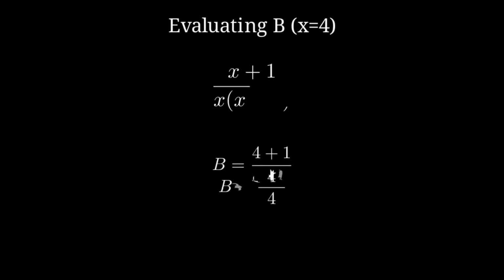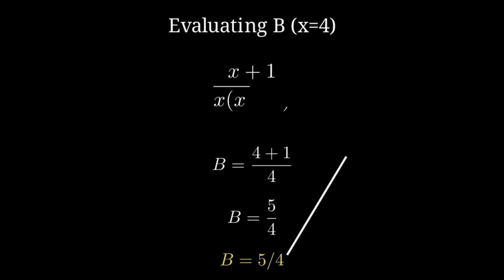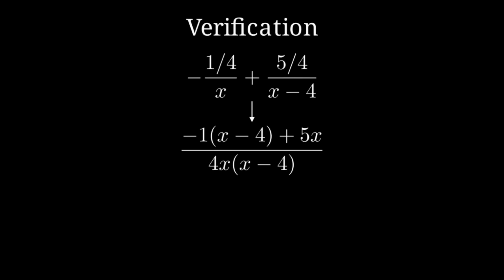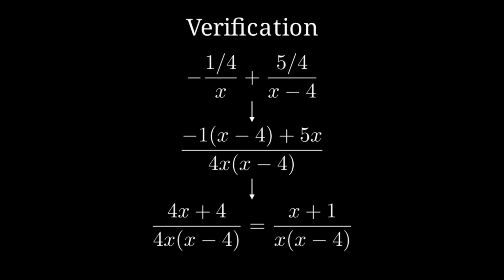To find b, cover the factor x-4 and plug in 4. 4 plus 1 divided by 4 gives us 5/4. The process remains consistent regardless of the numbers involved. It is always good practice to verify. By recombining these fractions using a common denominator, we see the numerator simplifies back to x plus 1. This confirms our Heaviside calculation was correct.